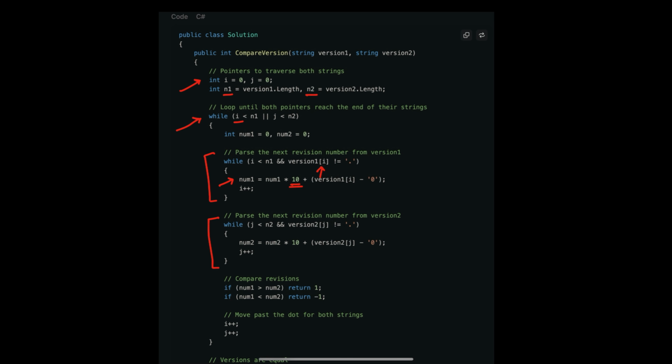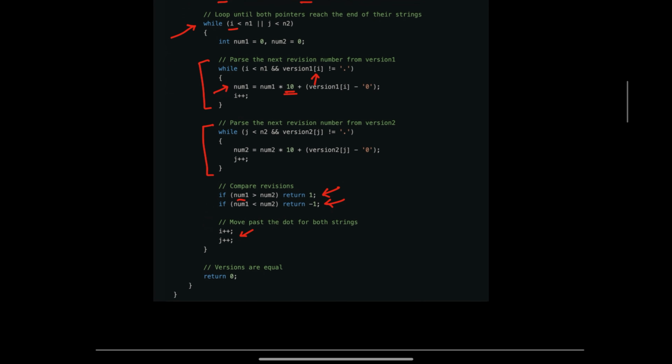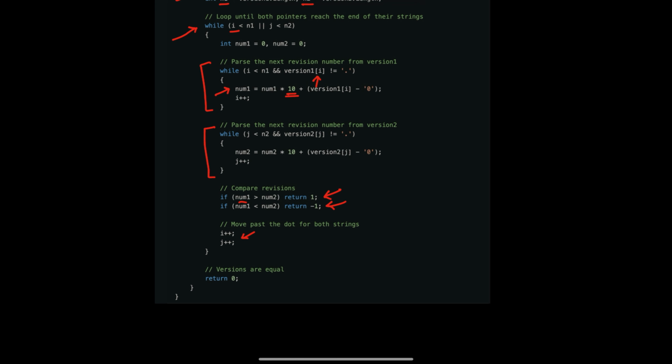Now that we have both num1 and num2, we are comparing the corresponding values to determine if one is greater than the other. If yes, then I'm returning 1 or -1. If both are equal, which means we need to continue the comparison with the next segment in the string. In that case, I'm incrementing both of my pointers so that we can move past the dot. If we completed the comparison and we did not find version 1 or 2 being greater than the other one, we'll return 0 as the output.